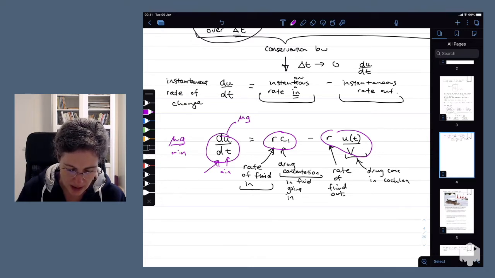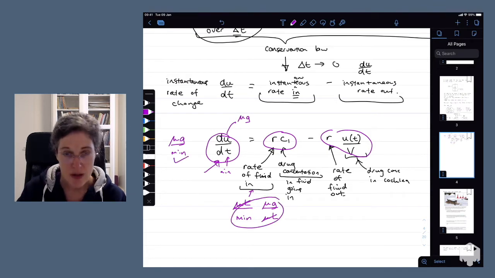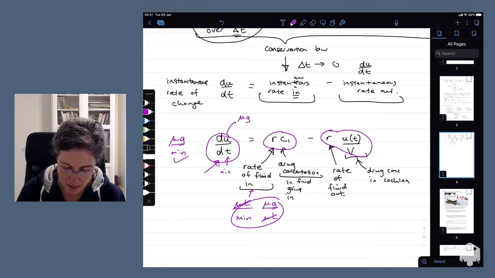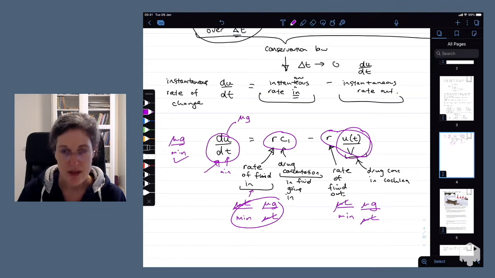So our rate of fluid in, we know, was in microliters per minute. That was this bit. And we know that our drug concentration of the fluid going in was in milligrams per microliter. So if we have a quick check, those will cancel, and this term is looking good because we've got micrograms per minute, which is the same as there. And if we check over here, we should have the same thing. Again, we've got our rate, which is microliters per minute. Look at this term over here. Our u is measured in micrograms, and our volume is in microliters. So again, we get a nice cancelling, and it works.